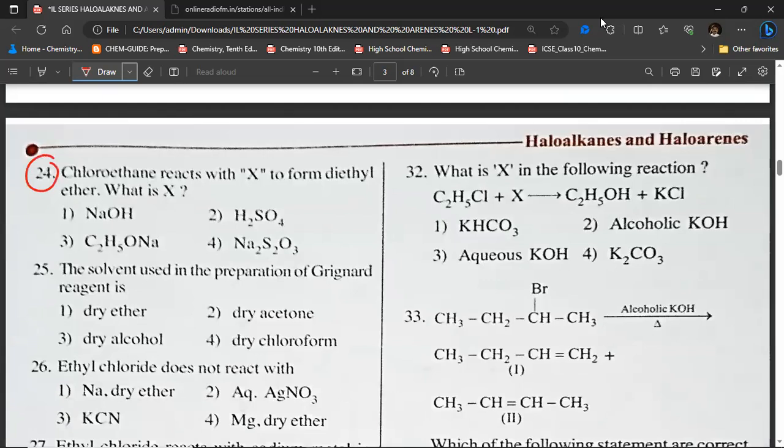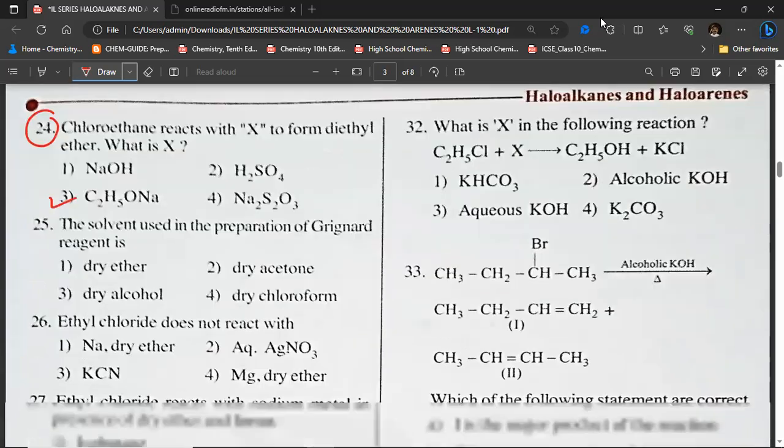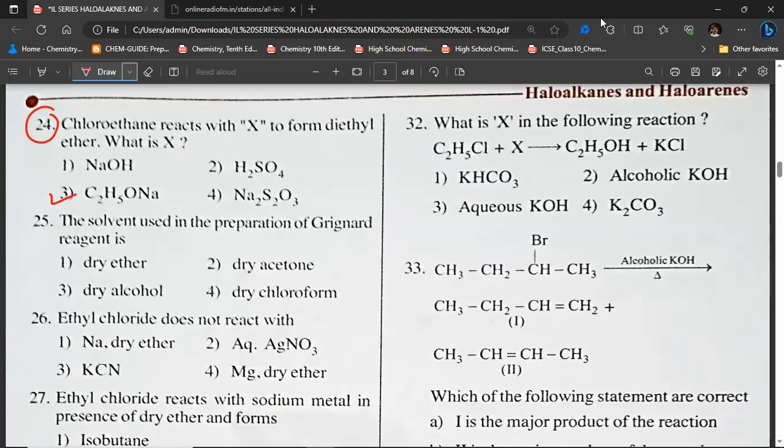The chloroethane reacts with X to form diethyl ether. What is X? Usually chloroethane means C2H5Cl. That means ethyl chloride reacts with X to form diethyl ether. Usually Williamson synthesis gives diethyl ether. So that is with sodium ethoxide, which is the right option for this question. Refer to NCERT to get the equation.